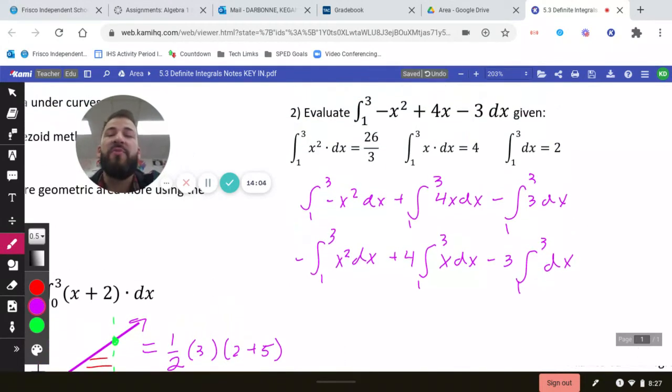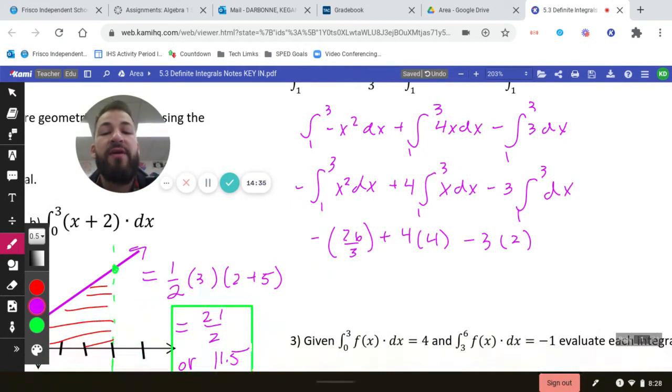Okay? So you might be like, Mr. Arbone, why did you do that? What's the point? Well, because I want to be able to replace these with values that I know to be true. I know x squared is that, I know x is that, and I know dx is that. So now I can plug in x squared is equal to 26 thirds. So this becomes negative 26 thirds plus x is equal to 4, so 4 times 4, minus 3 times dx is equal to 2.